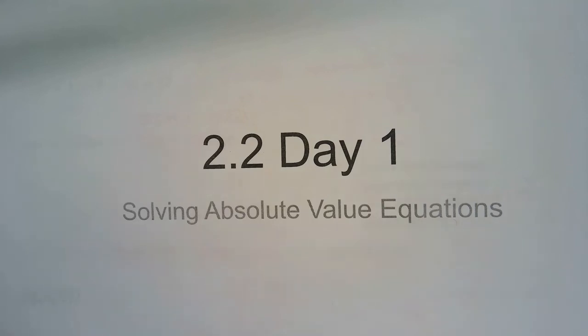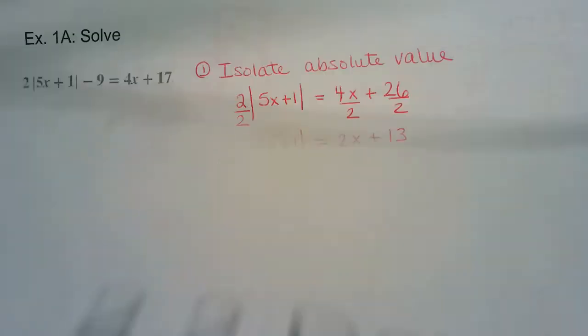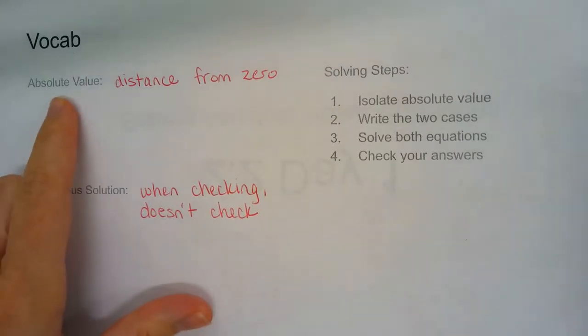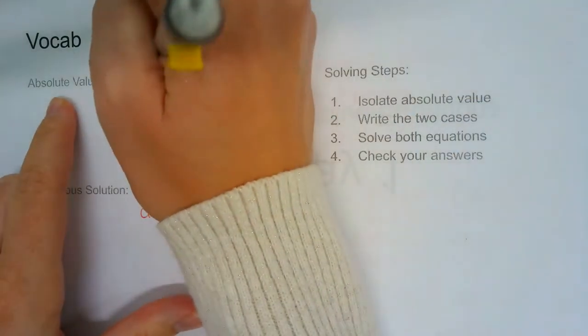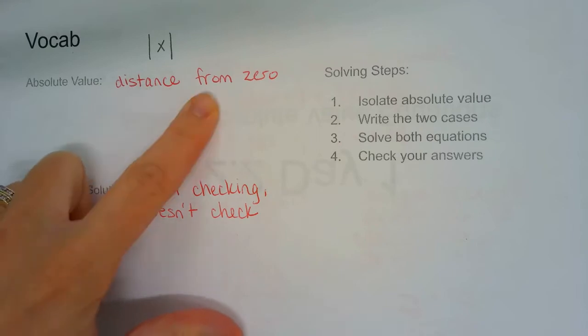In section 2.2, you will solve absolute value equations and also absolute value inequalities. To begin with, reminding you the definition for absolute value. Those symbols for absolute value are those straight up and down bars. The definition for absolute value is distance from 0.